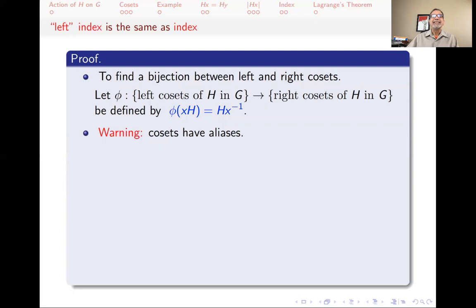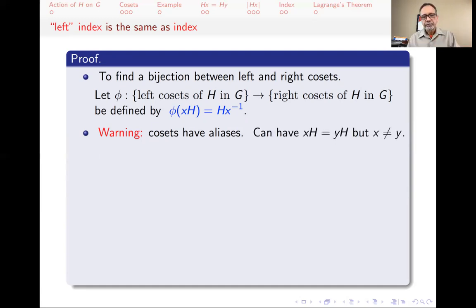But am I? And this is where the aliases come in. See, left cosets as well as right cosets have aliases. Every left coset might have a number of different names. And we used its name to define the function. And that's a problem.